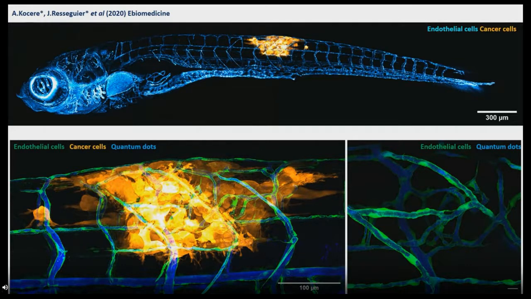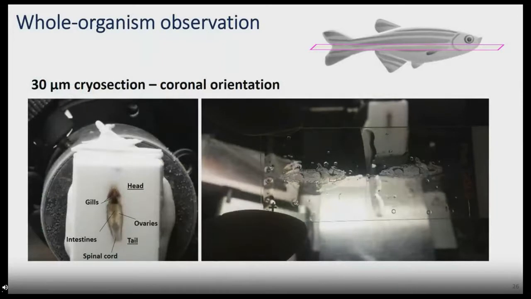So that's the part about live imaging. And now it's time to go a bit more into the whole organism observations. In this case, it's more about the adult zebrafish. Something I do for my research is make cryosections through the length of the zebrafish. You see here a coronal section, and you see that in the block, everything is preserved. We have the ovaries, the intestines, the gills, here you have the head, the tail, here you have the heart. So everything is preserved.